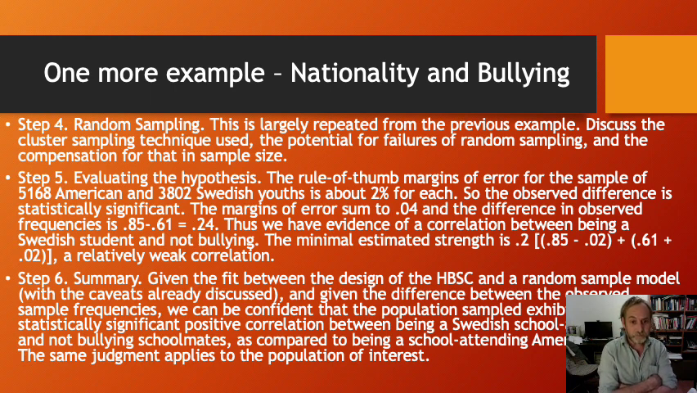Okay, and then step 6, the summary. Given that the HBSC does fit a random sample model pretty well, given the caveats we've already discussed, and given the difference between the observed sample frequencies, the difference between 0.85 and 0.61, given the relatively small margins of error, we can be confident that the population sampled exhibits a statistically significant positive correlation between being a Swedish school child and not bullying schoolmates, as compared to being a school-attending American child and not bullying schoolmates. And we can say that there's good evidence that the same judgment applies to the population of interest.